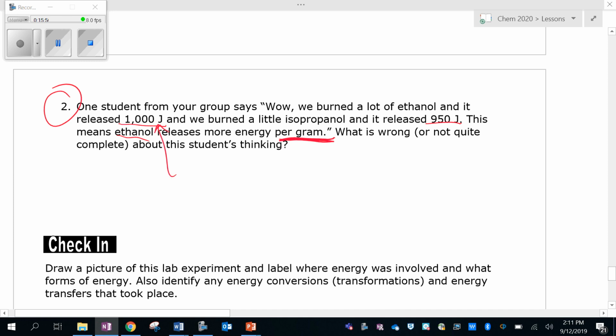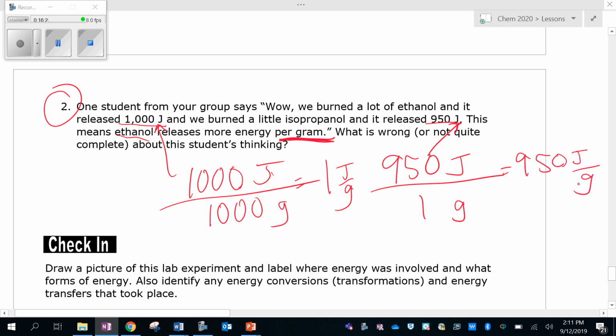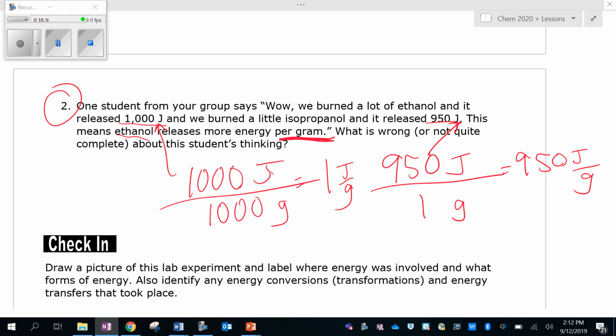Well, what are the units here? I see energy, not energy per gram. And if you're dividing by a big number, like let's say we're dividing by 1,000 grams, and the 950, it says you just burned a little bit, like maybe 1 gram. Well, when you actually consider how much was burned, you're going to get very different answers here. Okay? This is obviously made up numbers, but you kind of get the point that you need to factor in how much energy or how many grams you burned in that process.